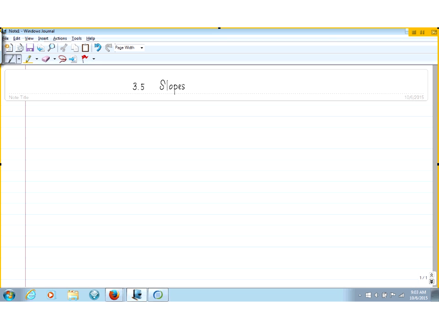Rise over run? Yeah, but what is the definition of slope? Like if I say slope, when do you hear the word slope? When you ski? When it's something steep? Yeah, you hear the word slope. So actually slope is a numerical measure, right?